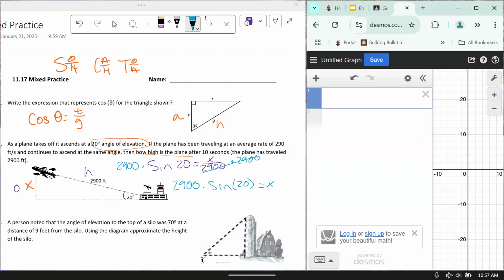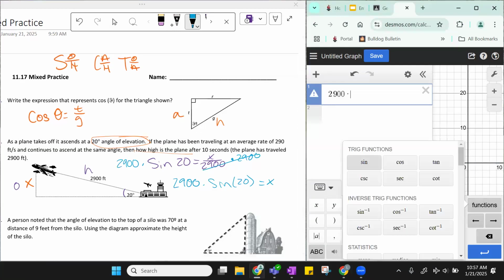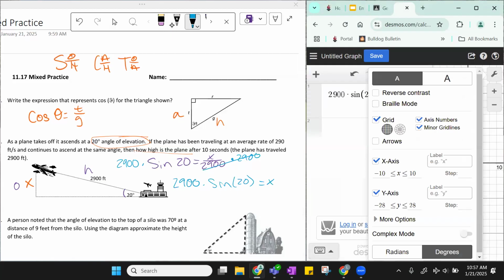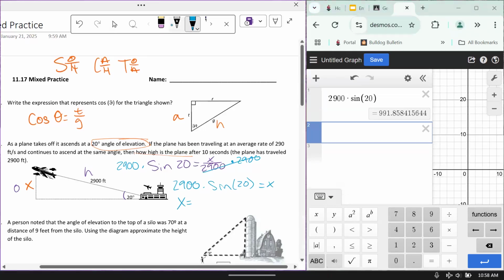This is where we plug it into our calculator. 2900 times sine of 20. I'm going to double check that it is still in degrees. Good. Make sure your calculators are still in degrees. We get 991.86. Does it specify what to round to? No, I do not see that it does. So we're going to do 991. x equals 991.86 feet. Boom, we're done.